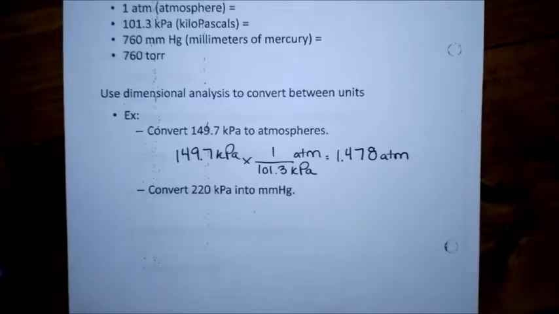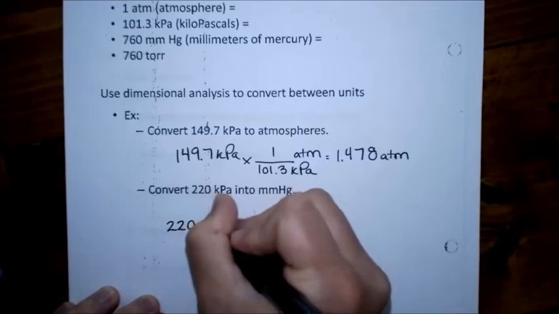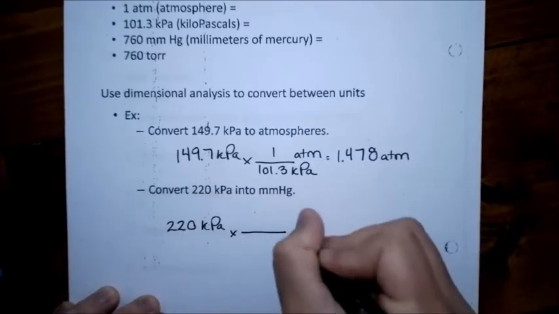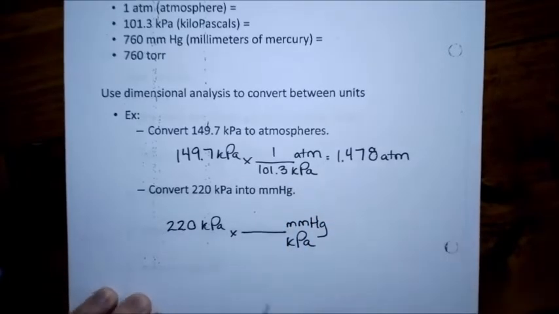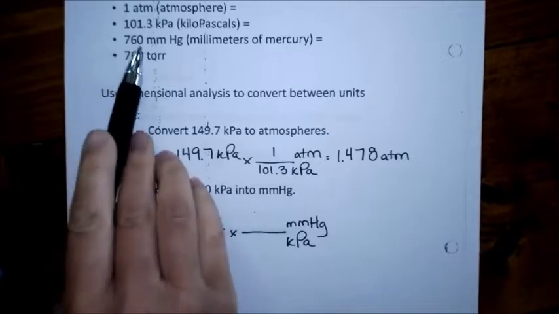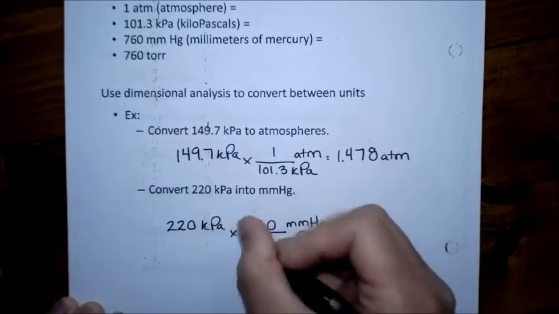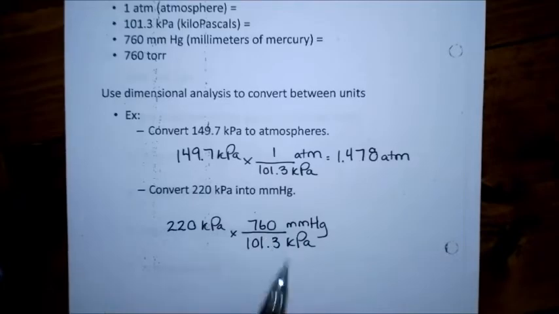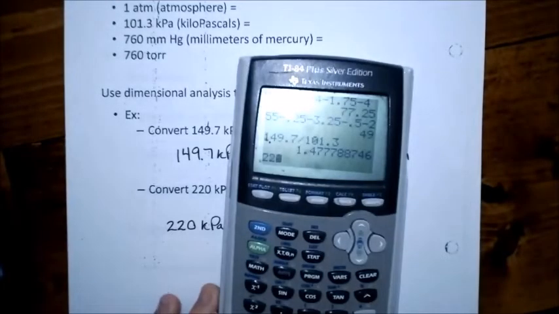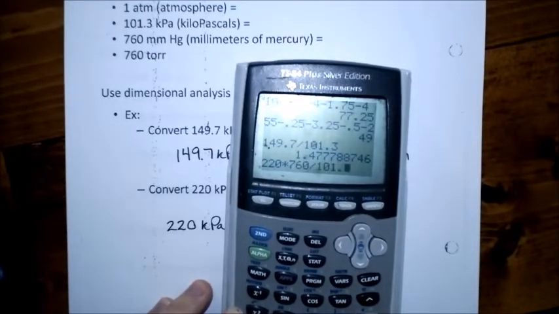All right, number 2. Now I'm converting 220 kilopascals to millimeters of mercury. So I start with what I know. I move kilopascals to the bottom. Millimeters of mercury goes on top. So how are those related? 760 millimeters of mercury is equal to 101.3 kPa. So now I'm multiplying and I'm dividing. So 220 times 760 divided by 101.3.